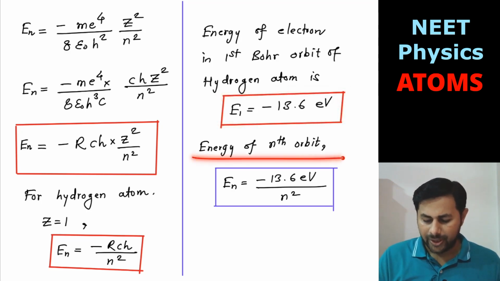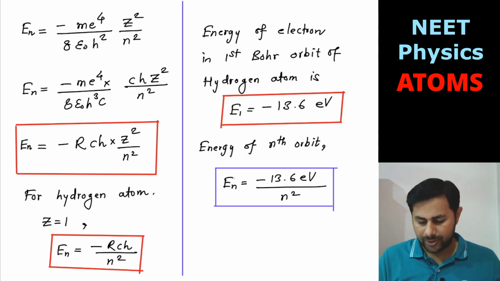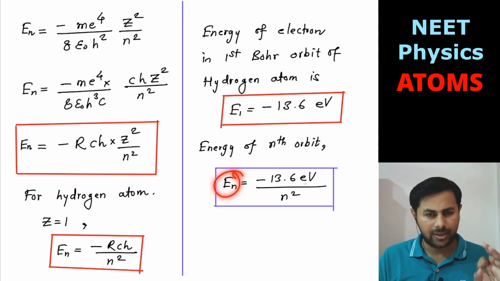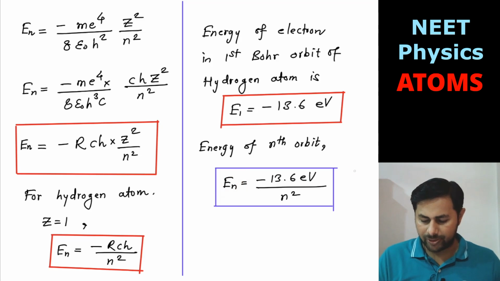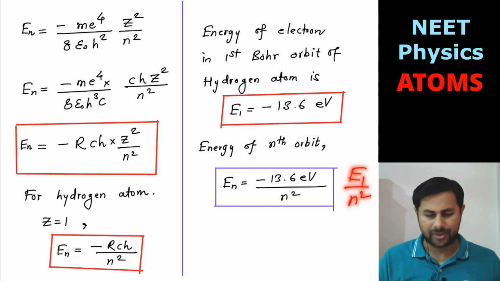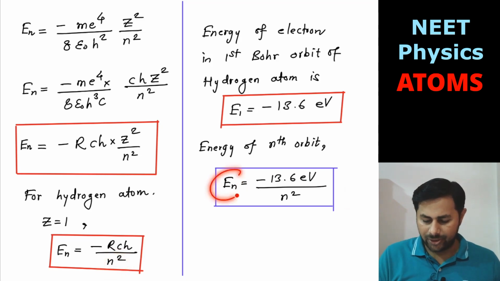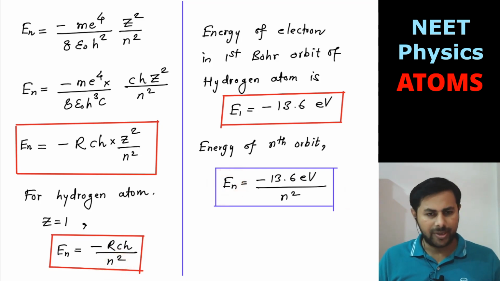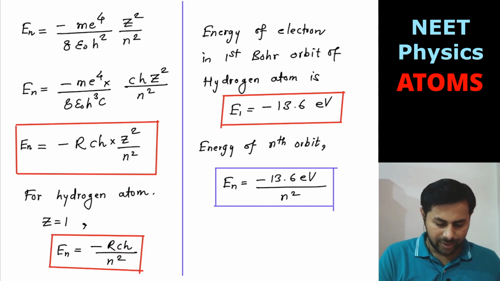And then the energy of the nth orbit would be just equal to E1 divided by n square. There is this n square in the denominator. So the energy of electron in the nth orbit is just E1 divided by n square. Okay, this thing is clear.